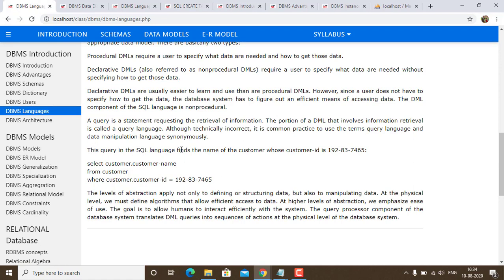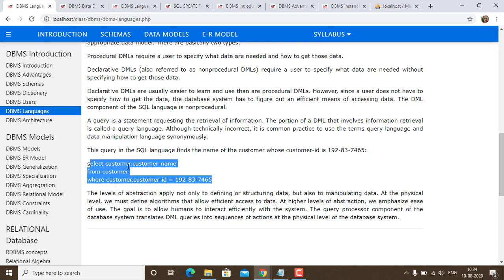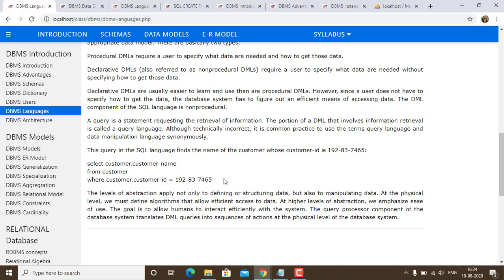Now the query in the SQL language finds the name of the customer whose customer ID is given. Now see, this is a table, this is a query. This query will select the name of the customer from the table customer, where customer ID equals this. This is what it specifies. It sounds very simple. Similarly, when we work on the query, we specify the name of the table, and the name of the database when we have more than one database. And it is very simple. You don't have to worry about it. I'm just going to run each and every query.